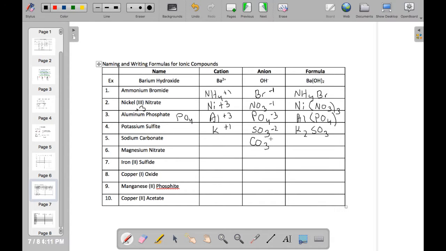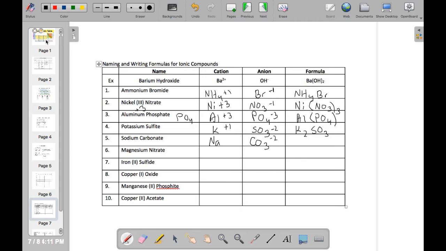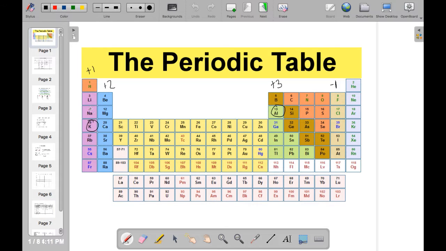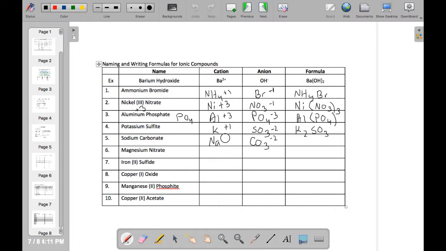CO3, -2. Sodium, Na. Yet again, if you don't know it, go back to your list. Yet again, it is a group 1 element, +1. This is starting to go faster. See how chemistry can be fun when you know what you're doing? Yet again, we have a -2 charge here. We only have a +1, so I'm going to have to double this.